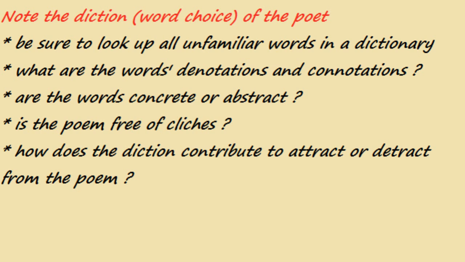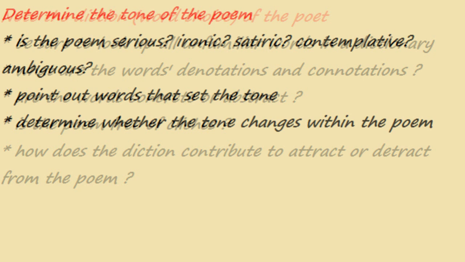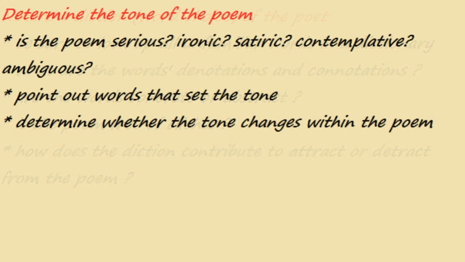Sometimes we use a specific kind of diction which leads to a detraction from the poem. Then the fourth step is to determine the tone of the poem. This is very important. So we need to know that we have different kinds of tones. For example, the tone can be serious, can be ironic, can be satiric, or contemplative. This is very important. Or even ambiguous.